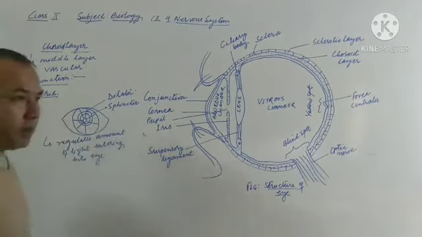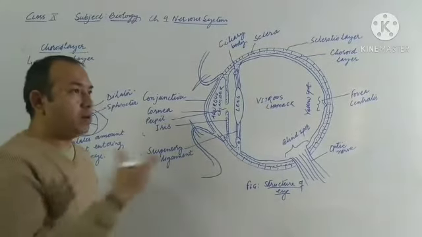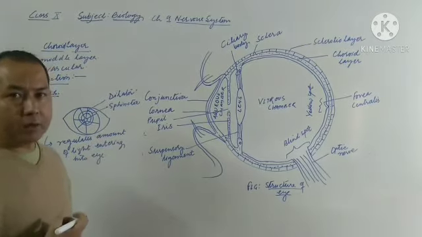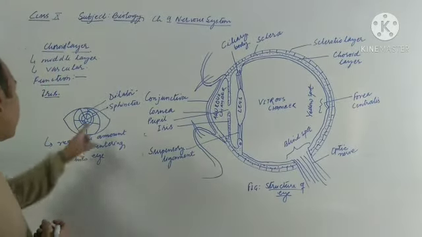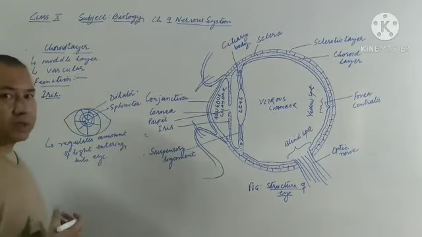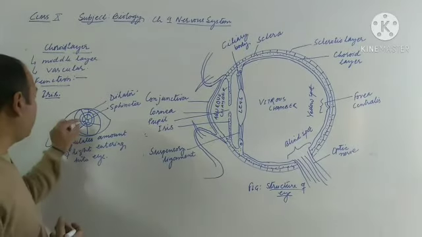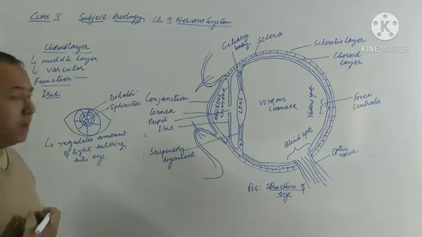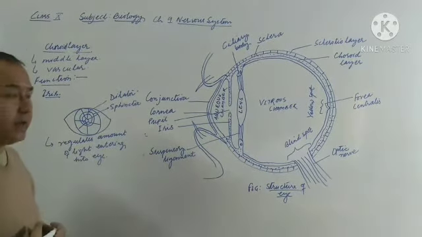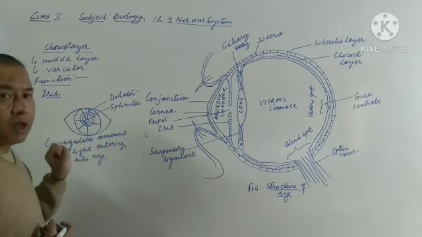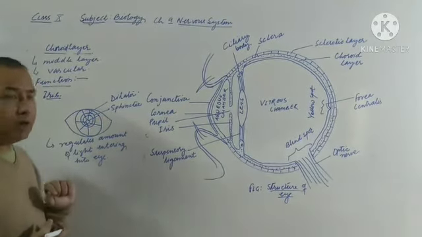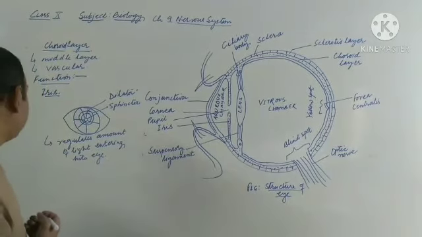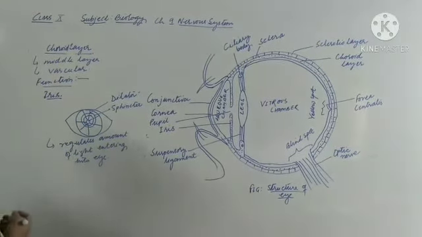Because when you enter into a very dark room, at that time maximum light should enter into the eye. So at that time the dilator constricts. As a result, the pupil becomes larger and a large amount of light enters into the eye. And when you go into bright light, at that time the sphincter constricts and as a result the pupil becomes smaller, due to which very little light enters into the eye. So we discussed the function of the iris.